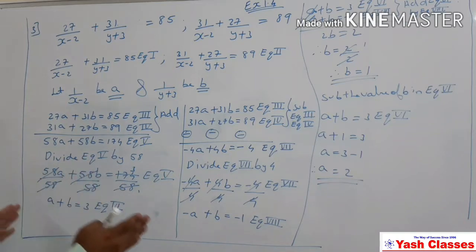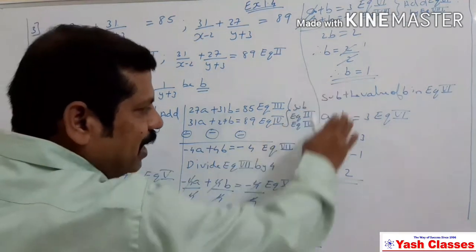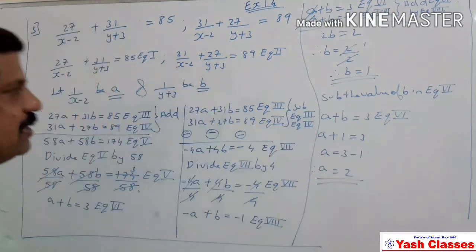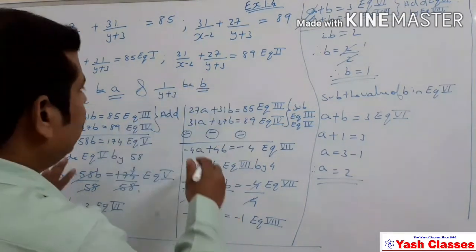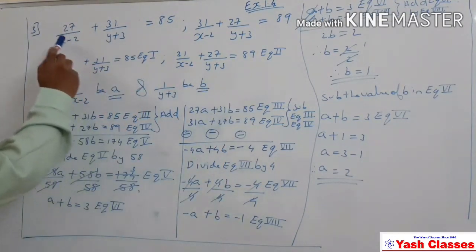Again I am explaining this sum. First we are finding B and A. Then we have to again substitute. First you have to see this.